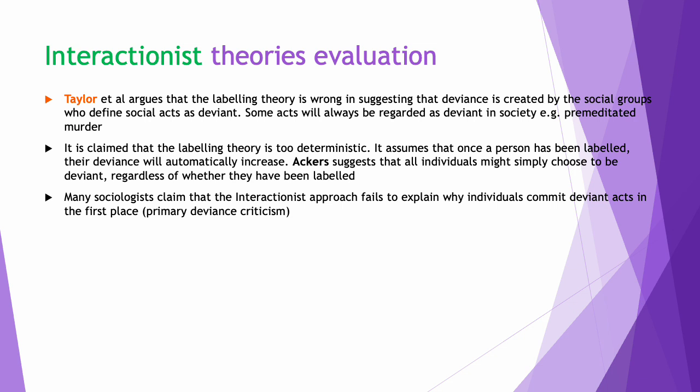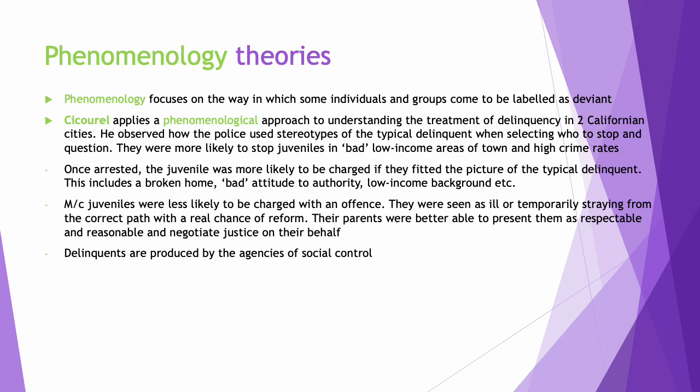It's claimed that labelling theory is too deterministic. It assumes that once a person has been labelled, their deviance will automatically increase. It can be suggested that all individuals might simply choose to be deviant, regardless of whether they've been labelled. Many sociologists claim that the interactionist approach fails to explain why individuals commit deviant acts in the first place.